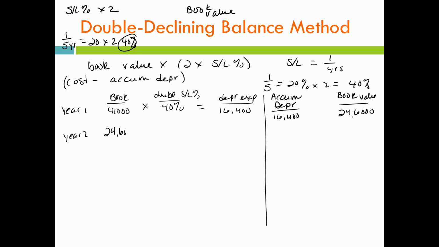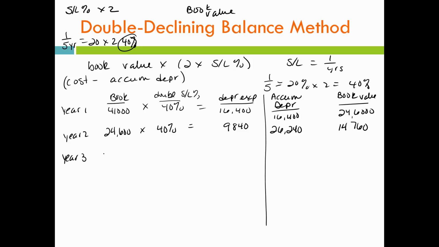At the beginning of year 2, the book value is this $24,600. So $24,600, I'll take 40% of that, and I'll get a depreciation expense of $9,840. So I had $16,400 in there, I added another $9,840, the balance in accumulated depreciation is $26,240. The cost minus the accumulated depreciation gives me a book value of $14,760. That's the $41,000 minus $26,240. This is the number I will carry down to year 3.